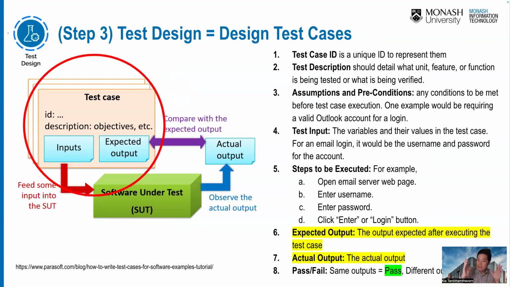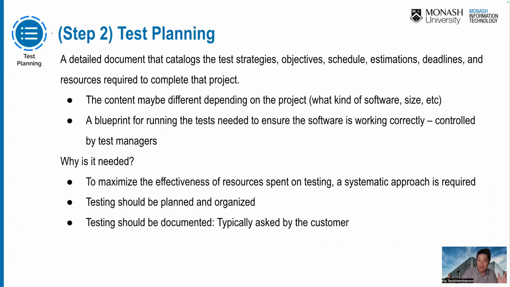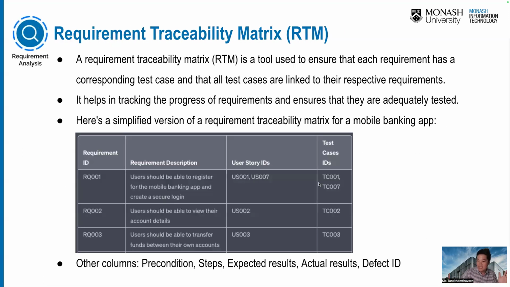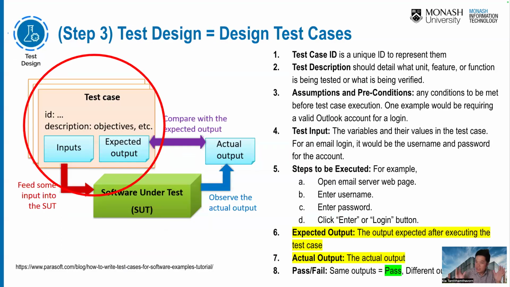Next step, once you come up with the plan, you need to decide the test cases here. What does it mean by the test case, okay? If you look at this one, this is the test case ID, okay? For each test case ID, there's one test case, okay? And what is inside the test case, okay? First, the test case must consist of a unique ID. It should provide the test description. It should detail what unit, feature, or function is being tested.